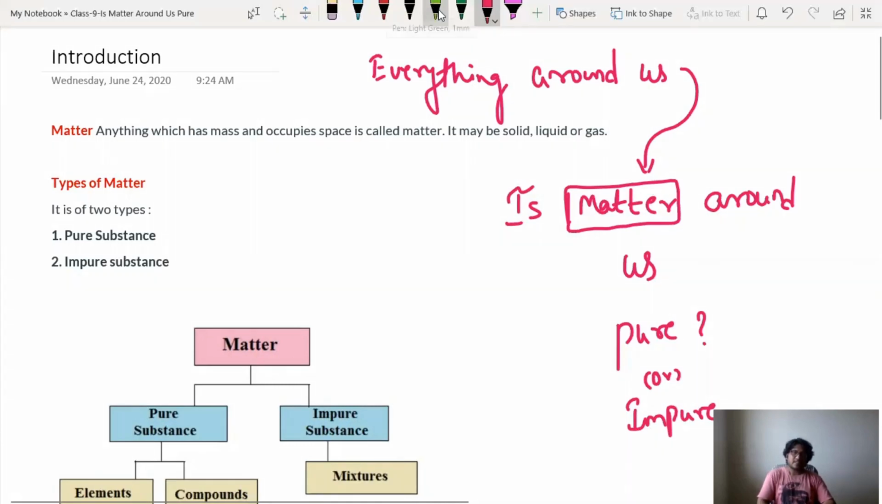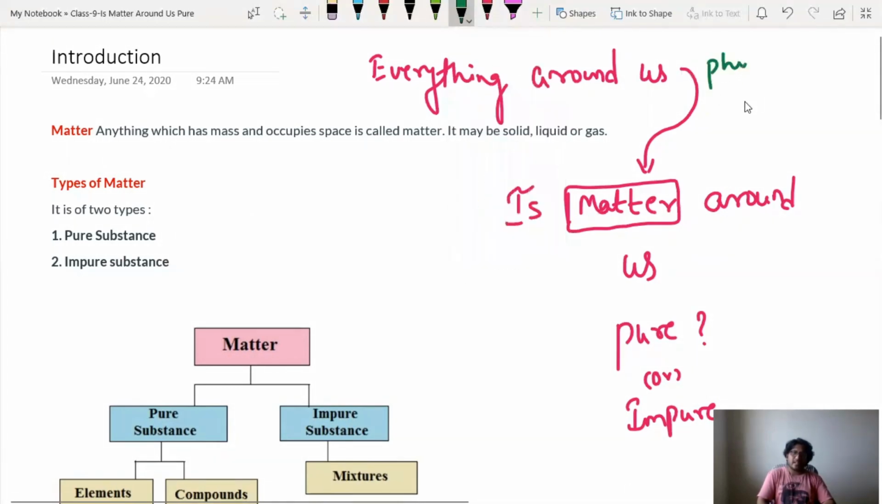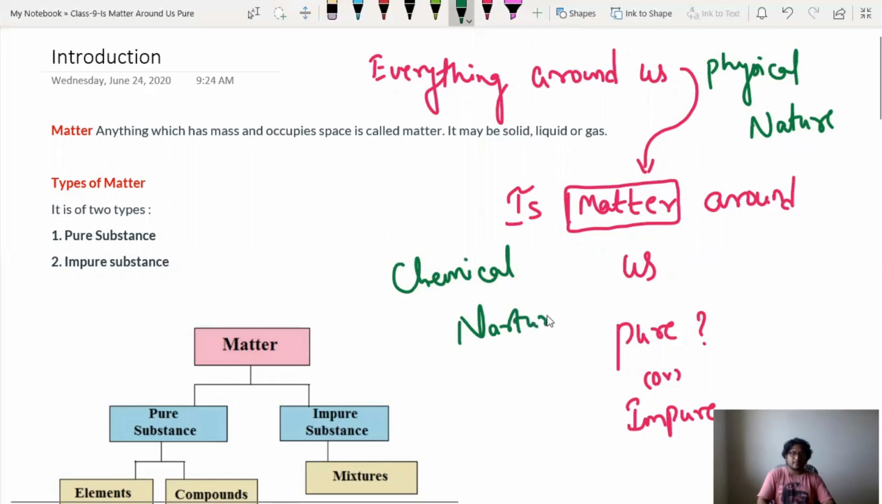In the previous chapter, we have learnt the physical nature of particles. In this chapter, we are going to learn the chemical nature of particles. So, in this chapter, mainly we are going to concentrate on pure and impure substances.